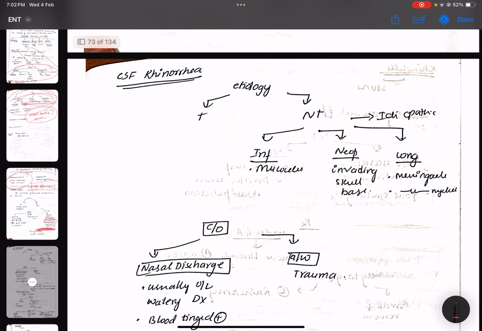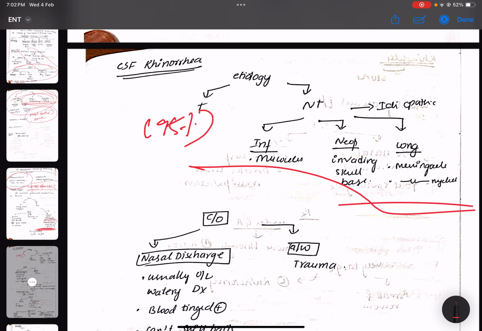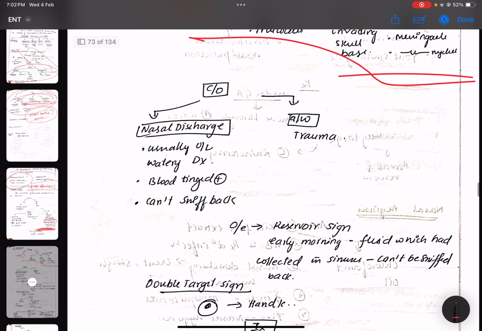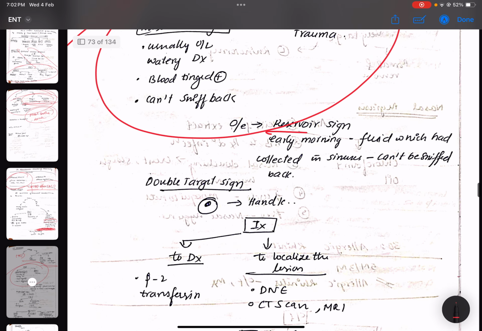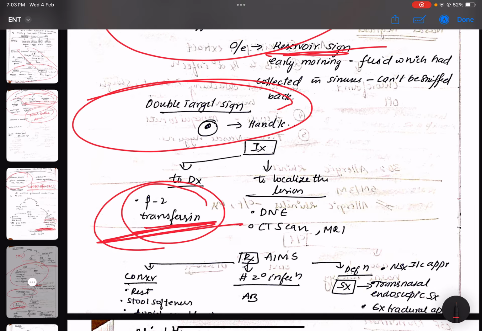But while writing CSF rhinorrhea traumatic, 95% of the causes is traumatic, and these are the non-traumatic cause. Again, while writing causes, as I told, I'll go with the same narration of your Robbins pathology. Okay, these are the complaints of, and this is one thing which you have to mention: all the reservoir sign, double target sign. Make sure you write it, and also people forget they write beta 2 microglobulin, all those things. But remember transferrin. Okay, remember CSF rhinorrhea transferrin.